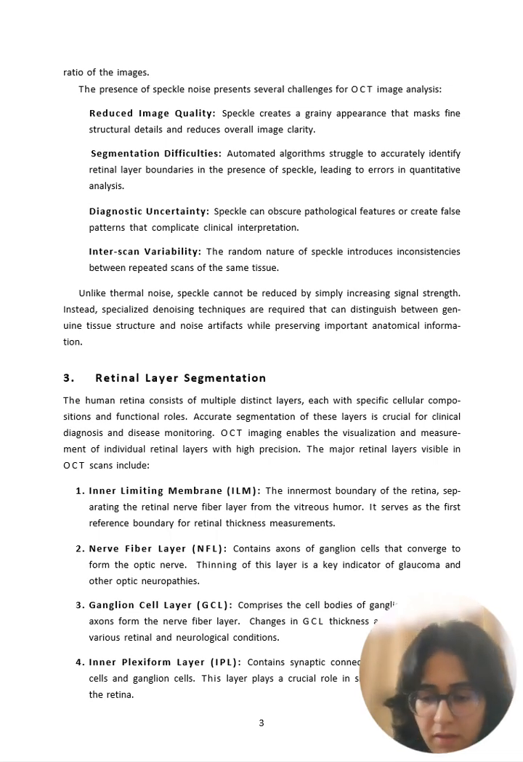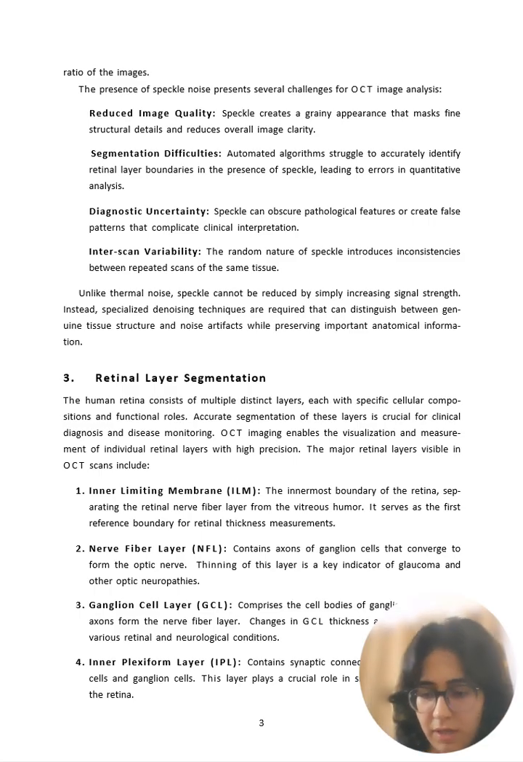Then we have talked about retinal layer segmentation. So there are 8 different retinal layers. The first one is the inner limiting membrane. It is the innermost boundary of the retina which separates the retinal nerve fiber from the vitreous humor. It is the first reference boundary.